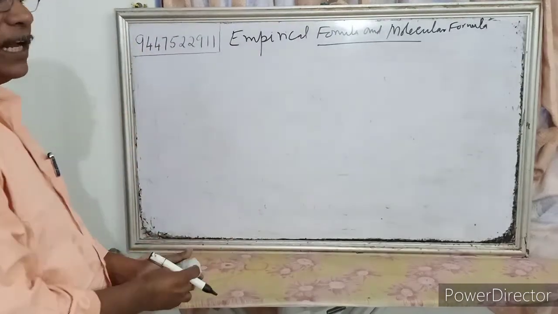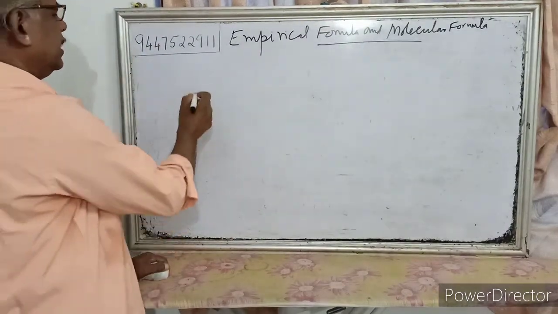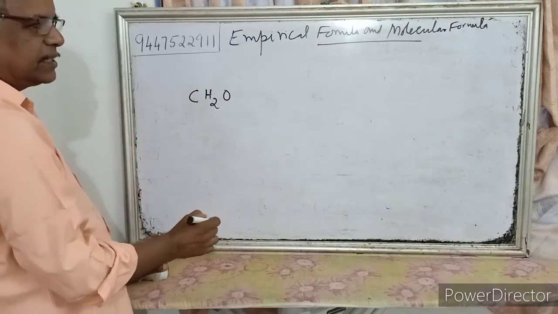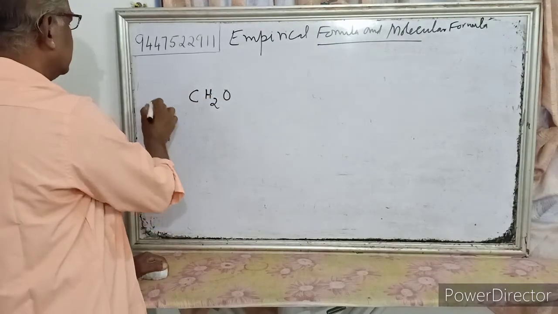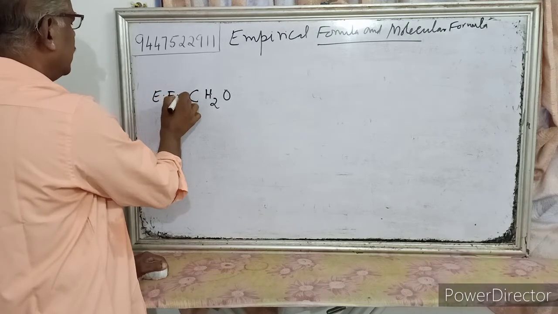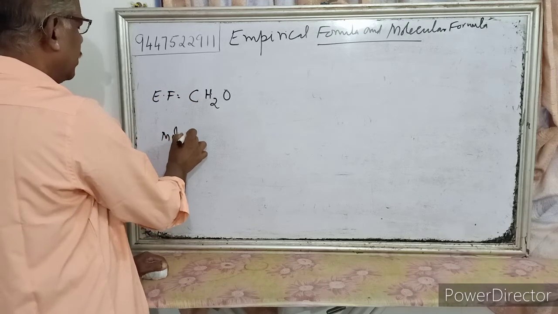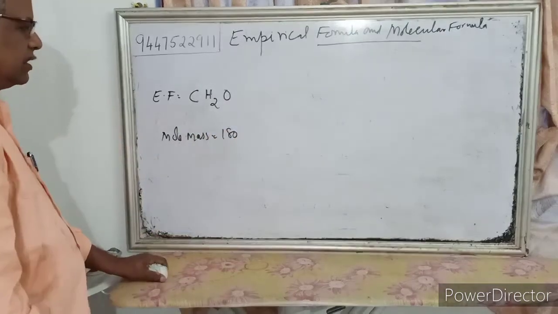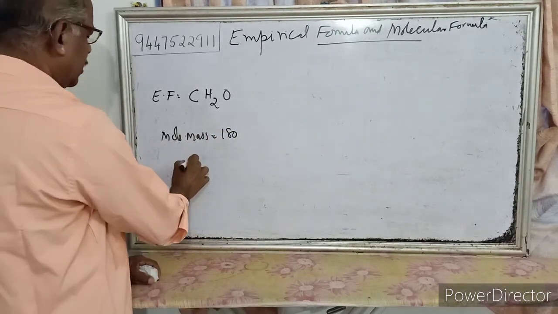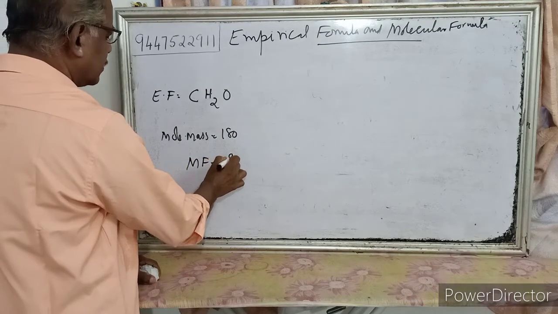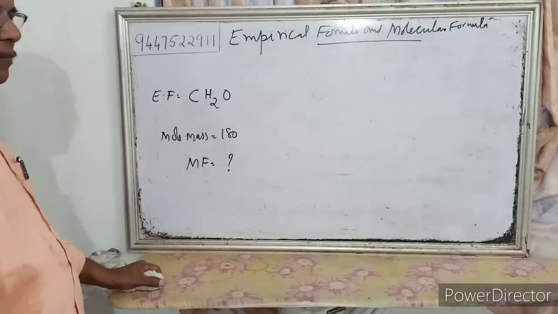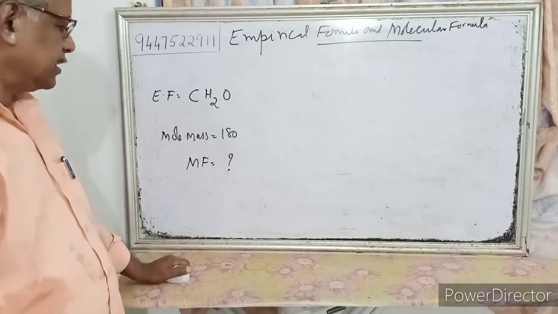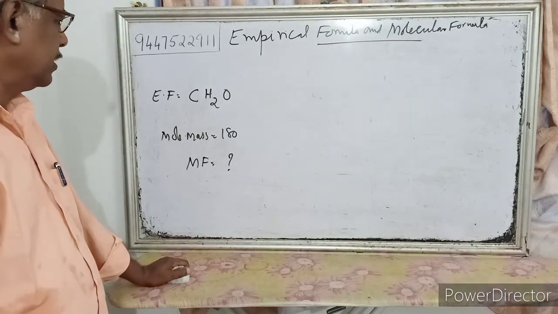So an example: if the empirical formula of glucose is CH2O and its molecular mass is 180, that's given, what will be its molecular formula?